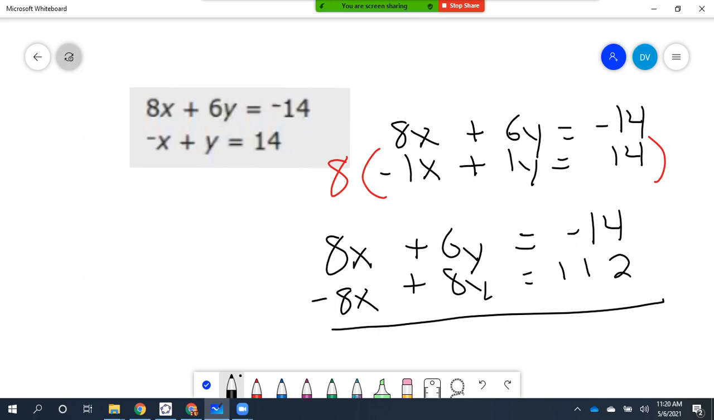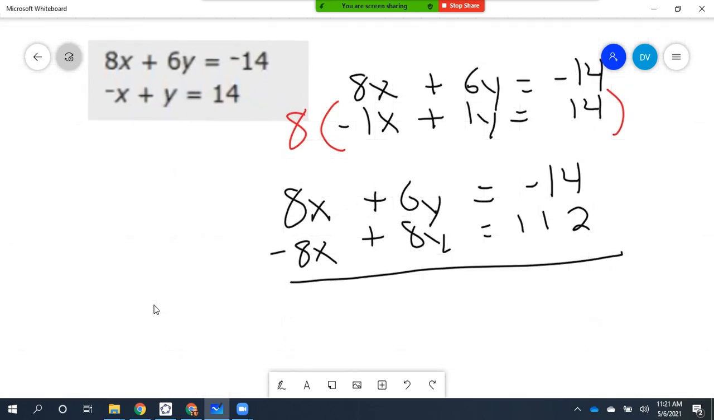And now, what we can do is eliminate one of the variables. The reason we can eliminate it is because, and this is the reason why we wanted a positive and a negative, if we add those two, 8x and negative 8x, we get the easiest number in the world. What are we going to get when we add this? What's 8x and negative 8x? Is it 0?